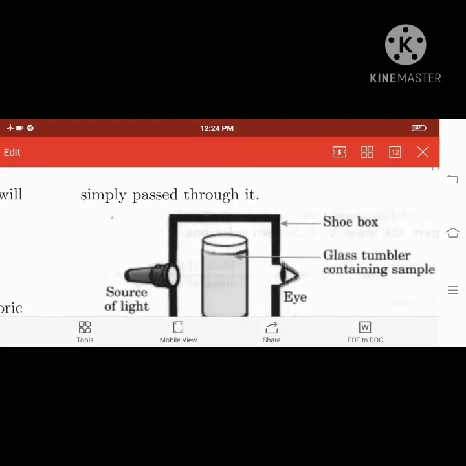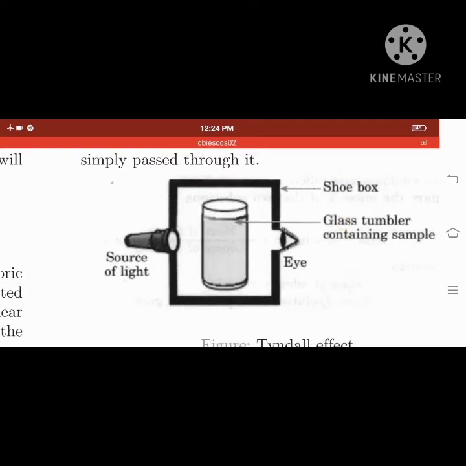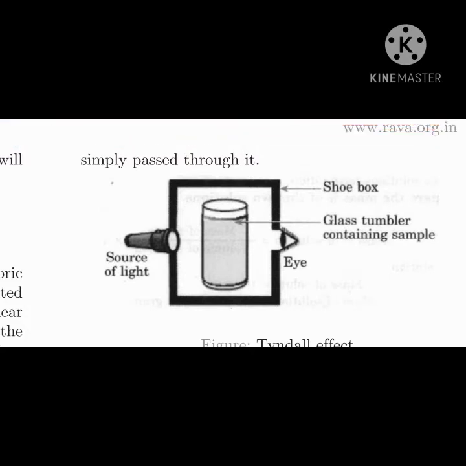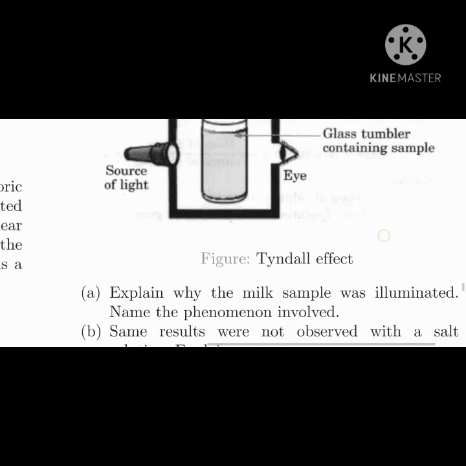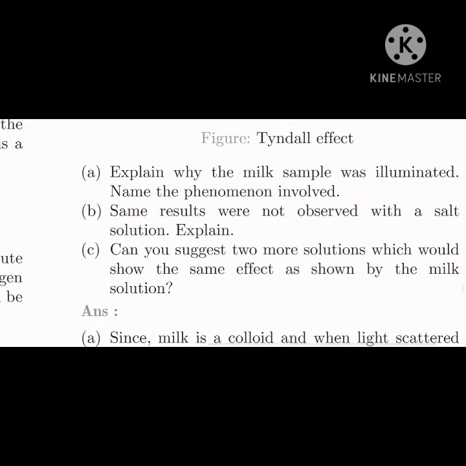simply passes through it. Okay, so this is a diagram. See, there is a space for the source of light, and you can see a glass tumbler which contains a sample. It is inside the shoe box, and there is a place to view. Okay, so that is the Tyndall effect. Explain why the milk sample was illuminated, name the phenomenon involved, and why the same results were not observed with the salt solution. Explain it. Can you suggest 2 more solutions which would show the same effect as shown by the milk solution?